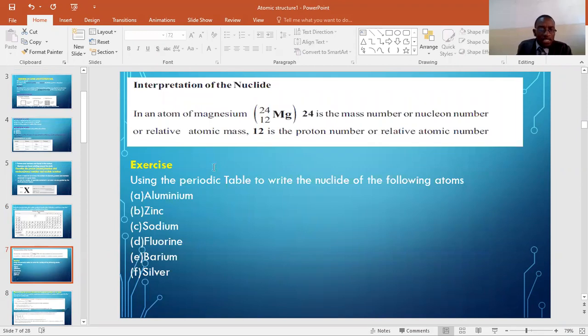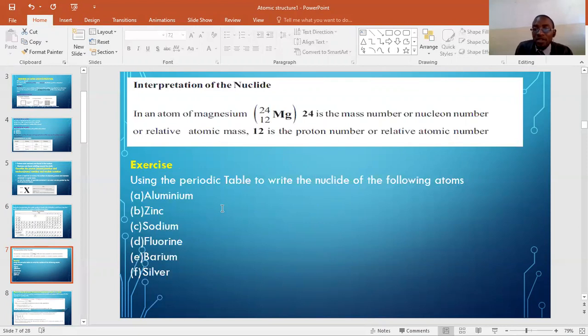Interpretation of the nuclide. This is basically what is happening here. So when you look at magnesium, 24 on top, 12 down there, a 24 means it's a mass number, or the nucleon number, or the relative atomic mass, and the 12 down there is the proton number, or the relative atomic number. So you have a very simple exercise right there. Can you write the nuclide notation for the following atoms?